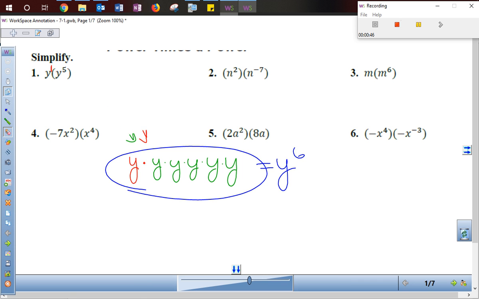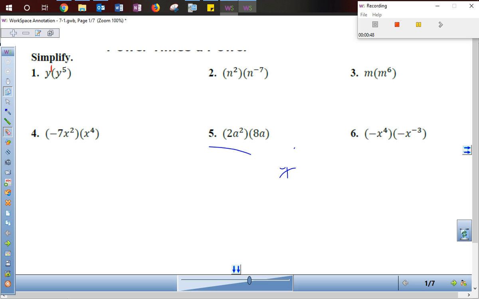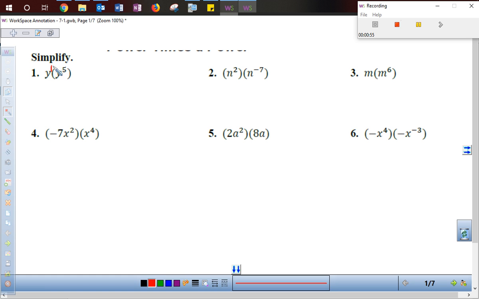Now, to simplify this process and make it easier to work with, all we really need to do is look at the exponents. Since my bases are the same, all I have to do is add my exponents. So y to the 1st times y to the 5th leaves me with y to the 6th.